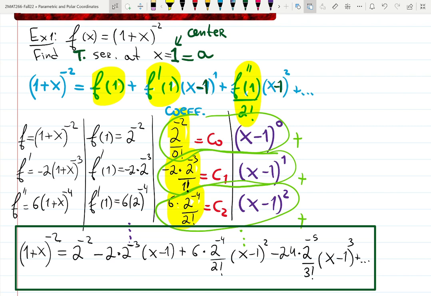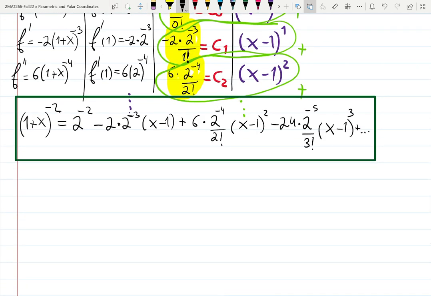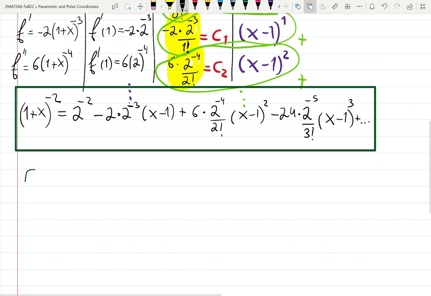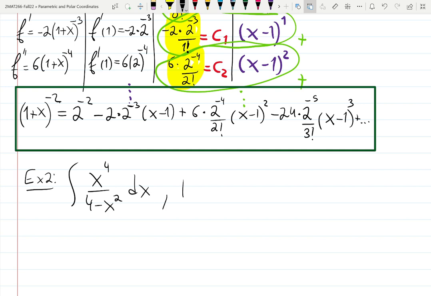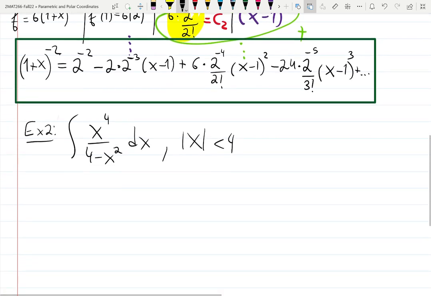Now, one more thing. Example 2. What if we can use the known series? So for example, the integral of x to the 4 over 4 minus x squared dx, where x is less than 4. They ask us to integrate this function.